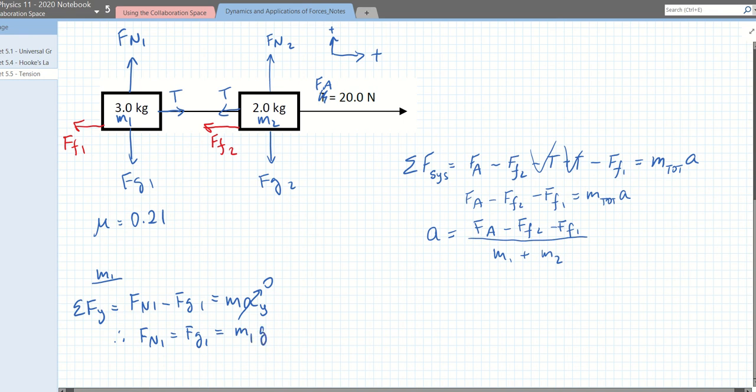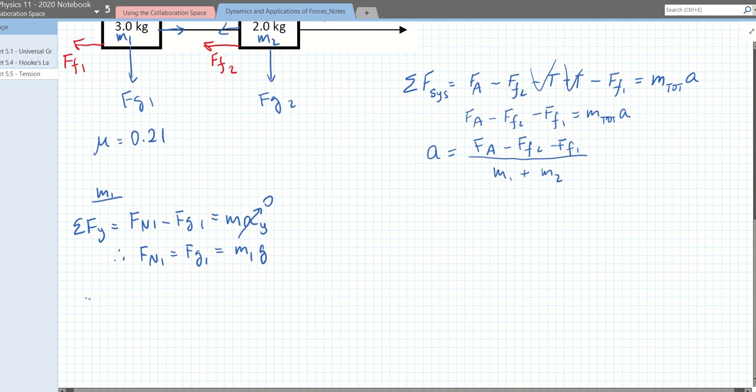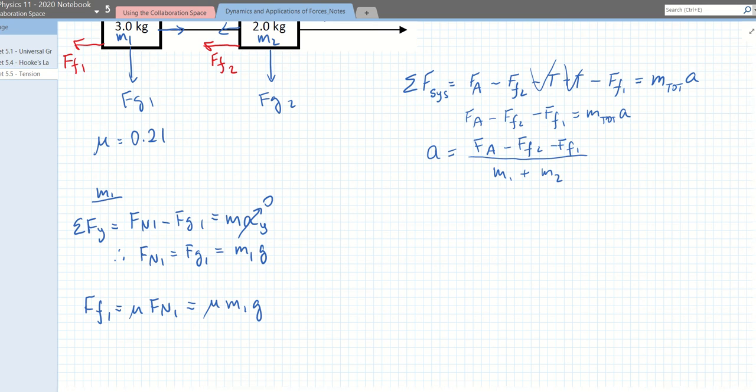Now, why do we have to do this step? Well, because remember your force of friction, your F friction, is going to equal mu Fn1. So we need to know what Fn1 is so we can find the force of friction. So we're going to replace this with what we know. So it's going to be mu times m1 times g. So that's our force of friction that's going to be placed into our formula for acceleration of the system.